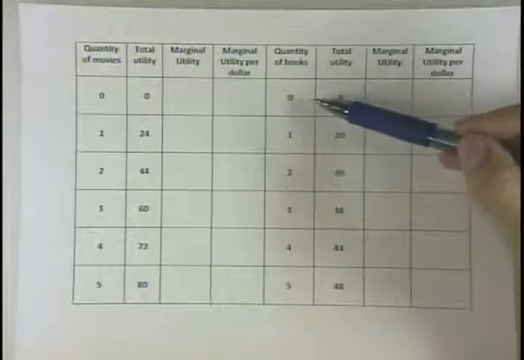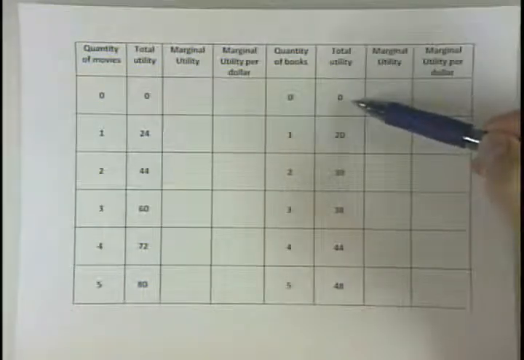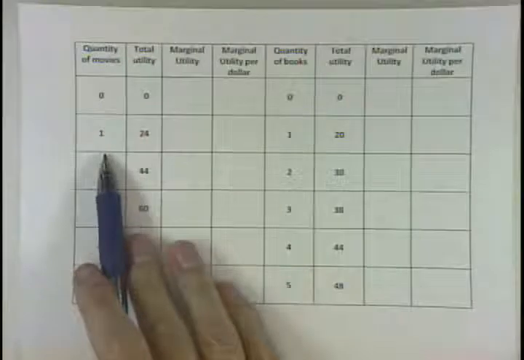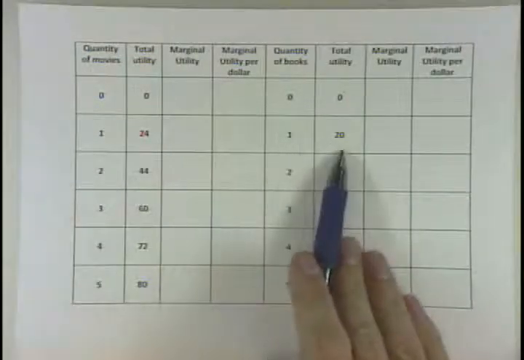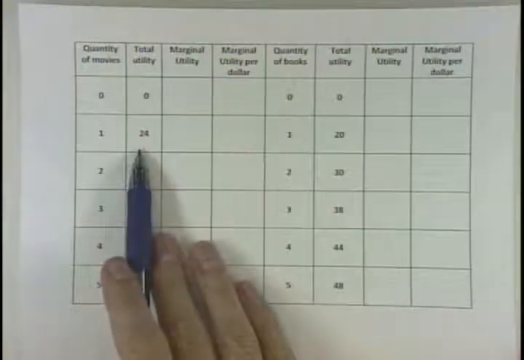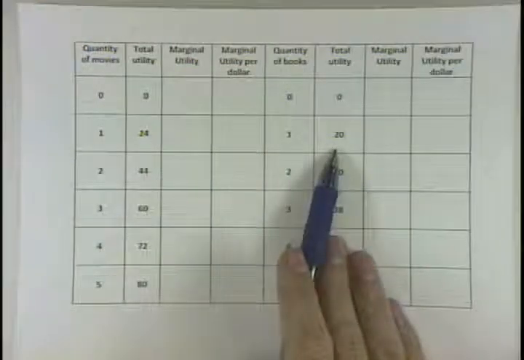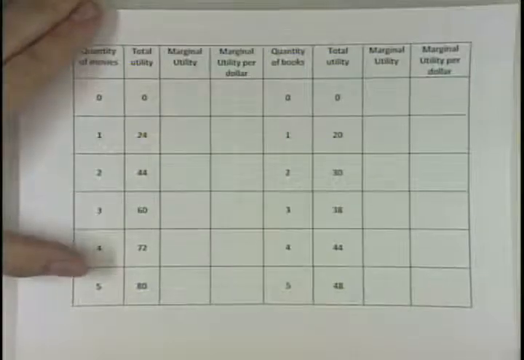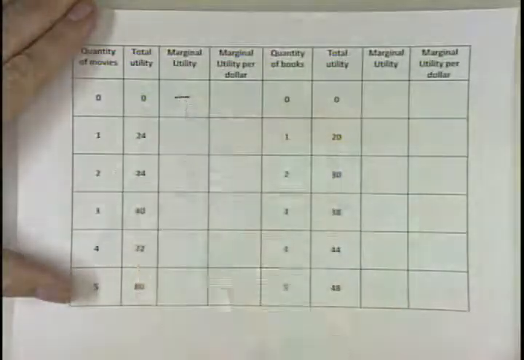Consuming books doesn't sound right, but if we read books, we don't read any books, we don't get any satisfaction from them. If we read one book, we'd get 20 utils of satisfaction. Over here we can compare. We get one movie, we get 24 utils. We get one book, we get 20 utils. We'd say that we like movies more than we like books because we get more utils for movies than we get for books. But what we need to figure out here is something called marginal utility. We don't ever get one here for 0 units.